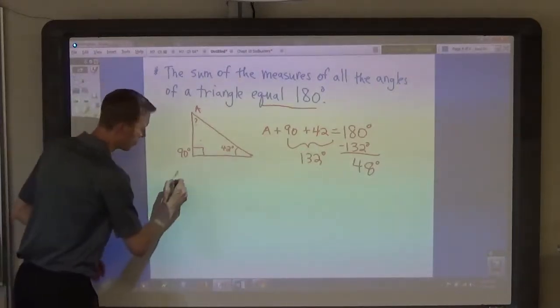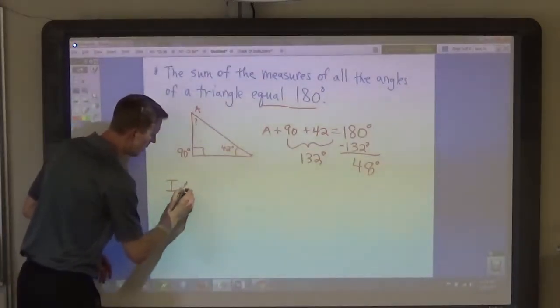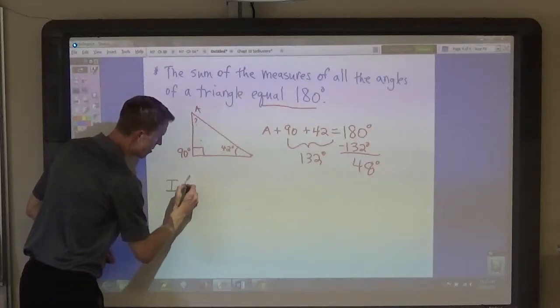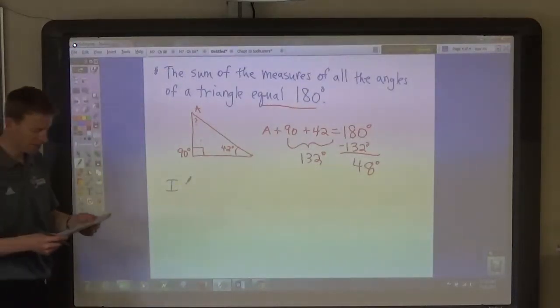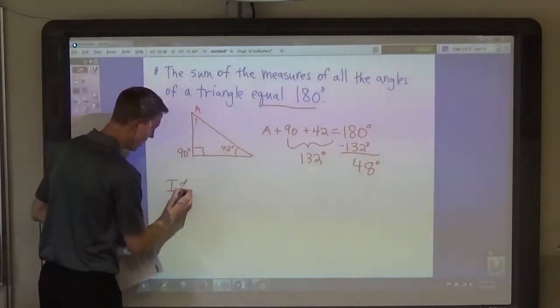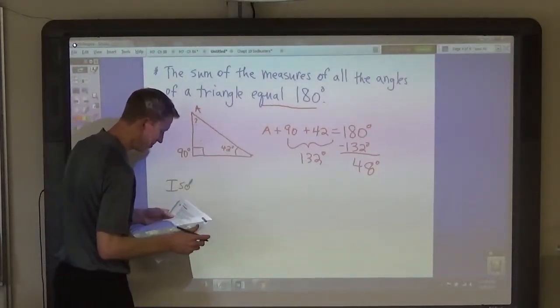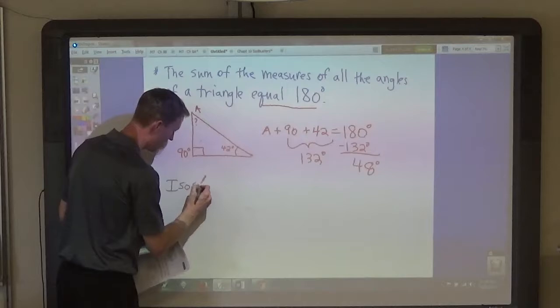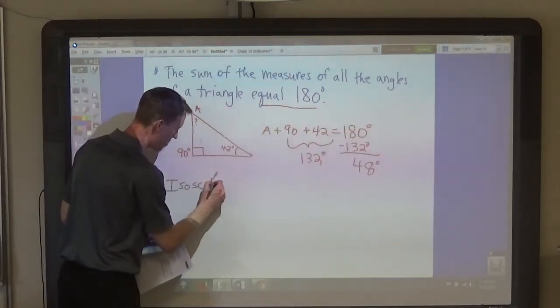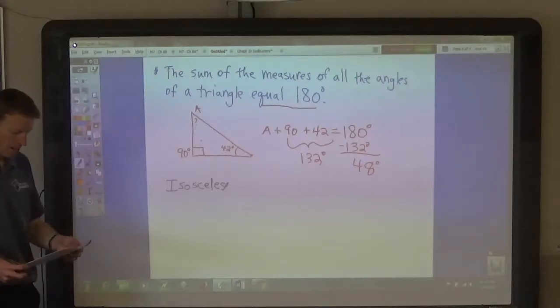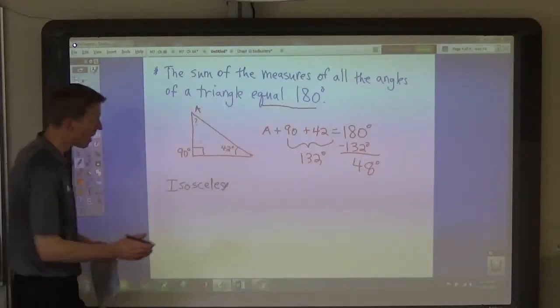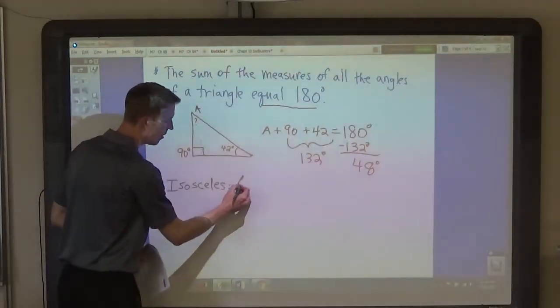So, these words, isosceles. I gotta review how to spell that. I is O. S-C-E-L-E-S. Isosceles. And that means that two sides are the same length.